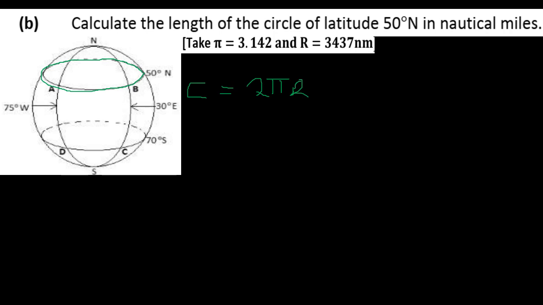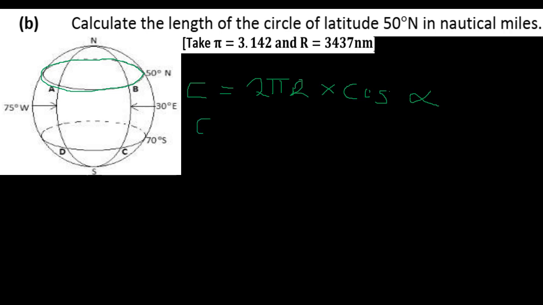But in this case, since it is not a great circle, since we are calculating a small circle, which is the latitude, we simply multiply this by cos alpha. Okay, so this is the formula for finding the circumference of a latitude.